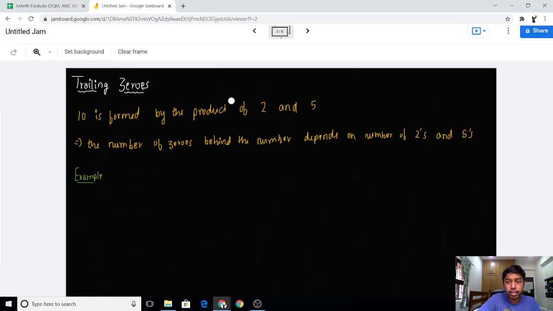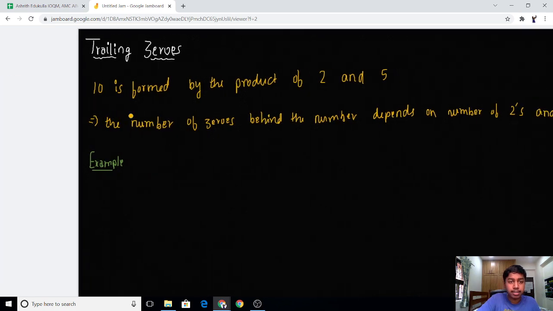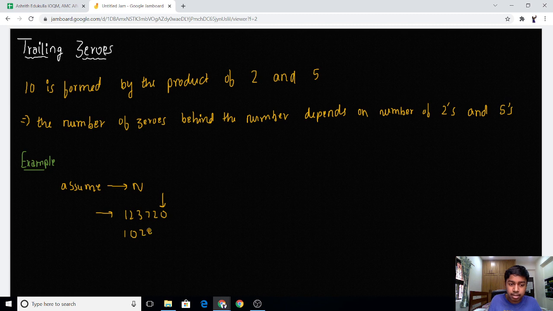So trailing zeros. What exactly is a trailing zero? A trailing zero is a zero at the end of a number. Let us assume a number n, something in the form of 1 3 1 2 3 7 2 0. It has a 0 at the end, so this 0 is called a trailing zero. If the zero is elsewhere in the number, these are not trailing zeros. The trailing zeros have to be at the end.